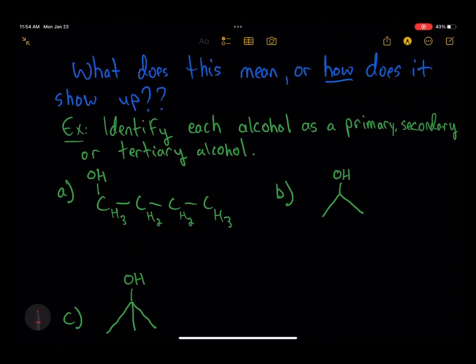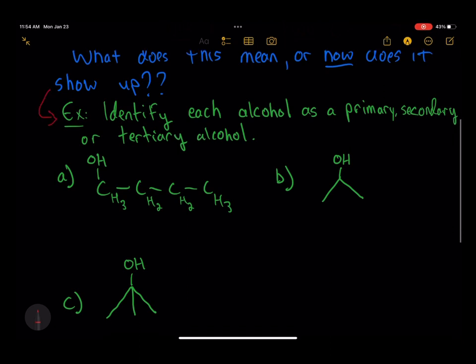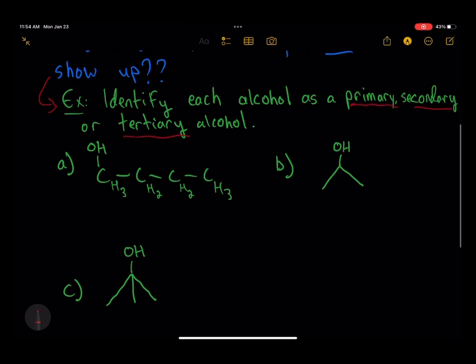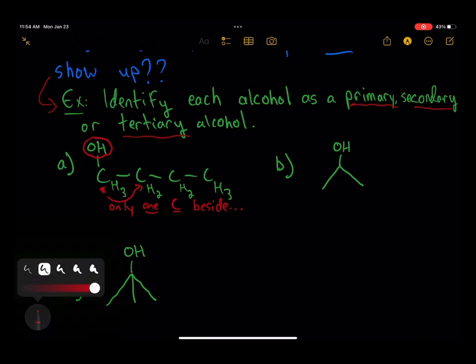So, how is it going to show up? What does this mean, or how does it show up? Well, let's say I look at the following question here, where we ask you to identify each of these alcohols as primary, secondary, or tertiary. When I look at the first one over here, I've located the hydroxyl. I can see that the carbon that it's attached to only has one other carbon beside it. And so when we look back at the definitions at the beginning of the video, this means that it's a primary alcohol. We knew that because there was only one other carbon beside it.